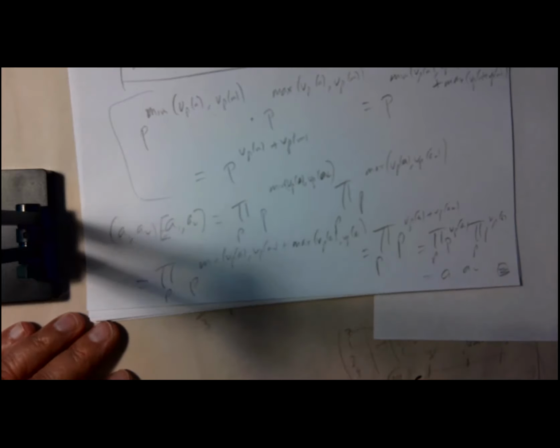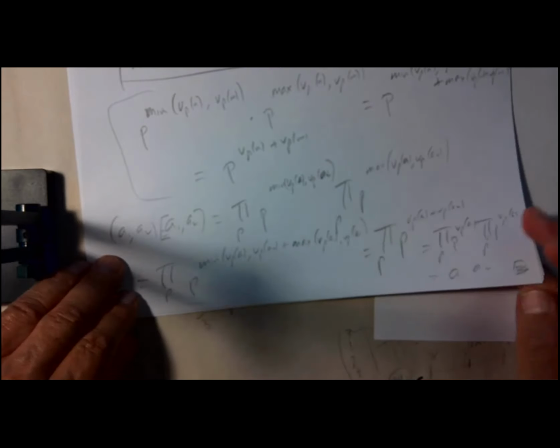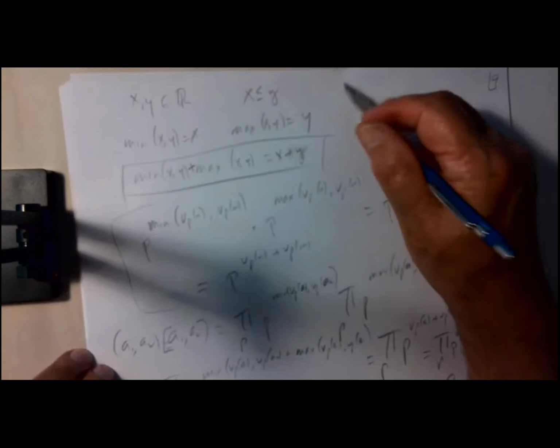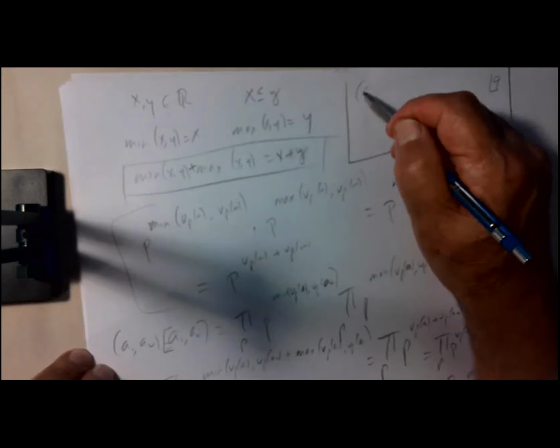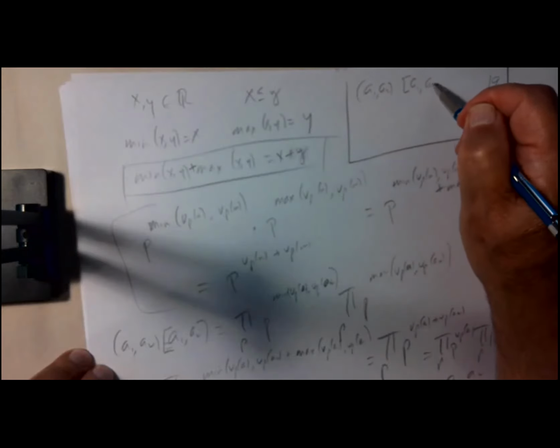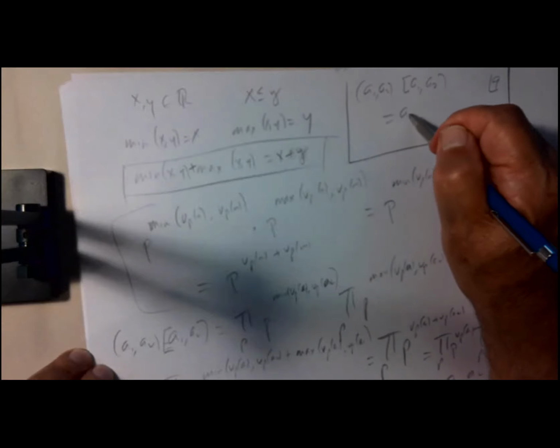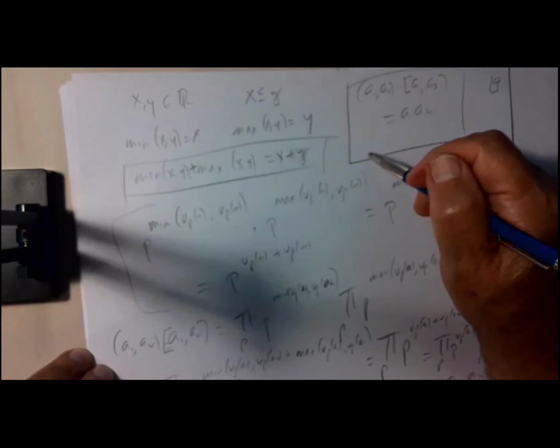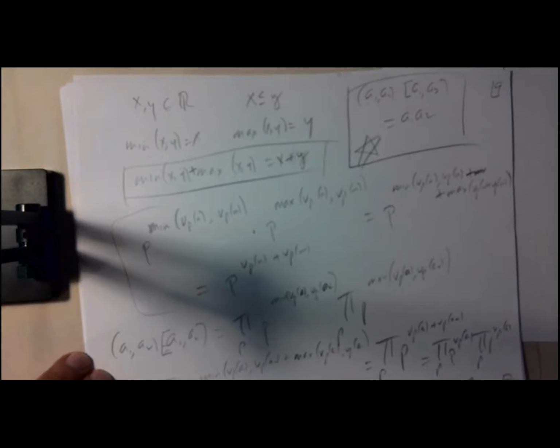So if you like, this is a proof of the formula that for two numbers, the greatest common divisor times the least common multiple is the product of the two numbers. That's just a very pretty formula.